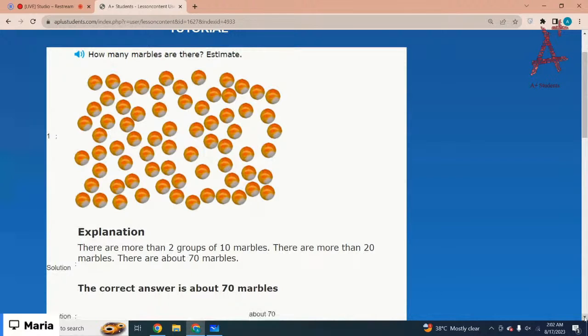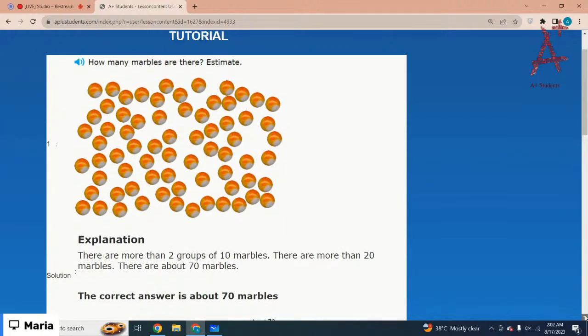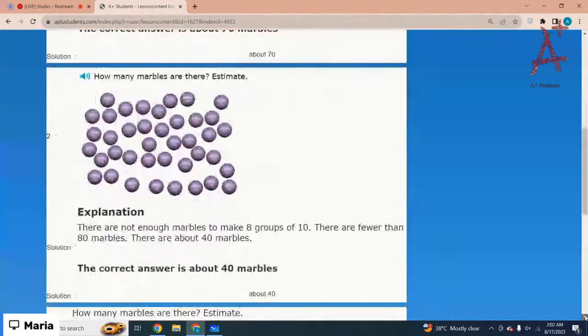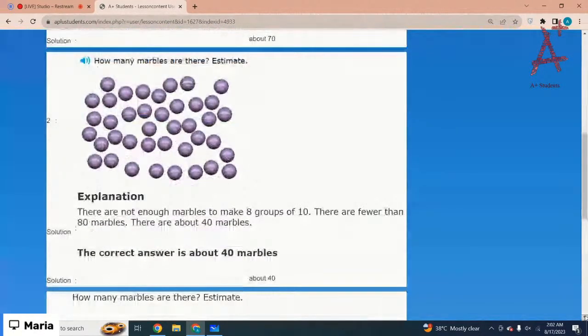Okay, the next one is how many marbles are there? So you don't have to count them, you just have to estimate, right? So you can see there are so many groups of 10 marbles, right? So that means there are about 40 marbles. They are not too much, they are just 40 marbles, right?